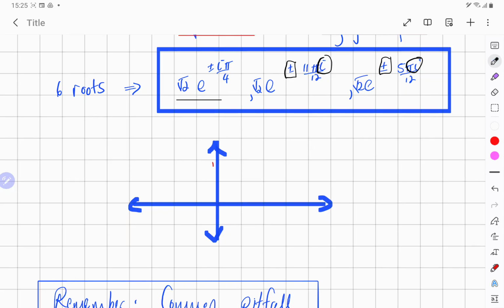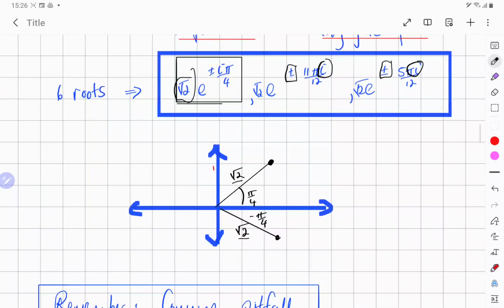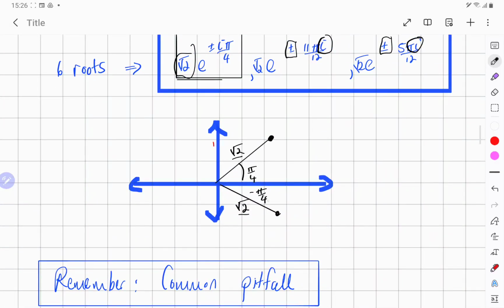Just one thing, I just want you to be familiar with a sketch. If I sketch these two, pi over 4 is 45 degrees. There's my pi over 4. There's my root 2, my radius. So that root will be over there. Its conjugate is symmetrical to the other side. Very important, the root 2 stays the same. But just note, I've changed my angle.